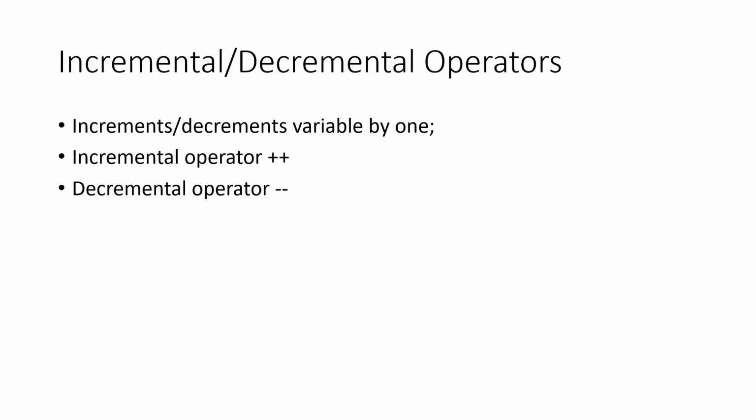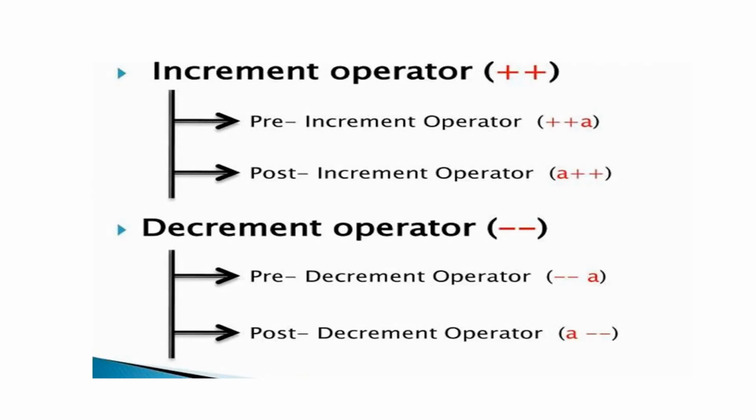So we have incremental and decremental operators. So what will it do? It will increment the variable by 1. So what are the different types of incremental operators? We have pre-increment, post-increment, pre-decrement, and post-decrement operations.